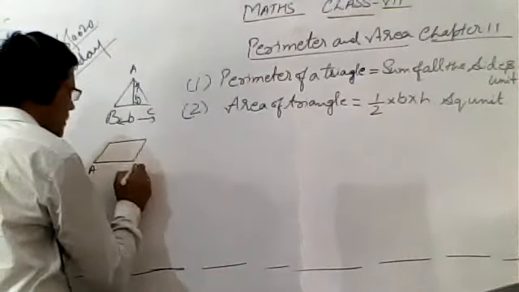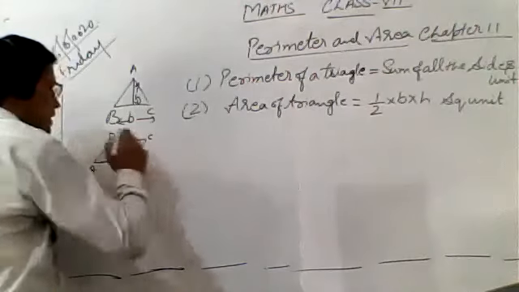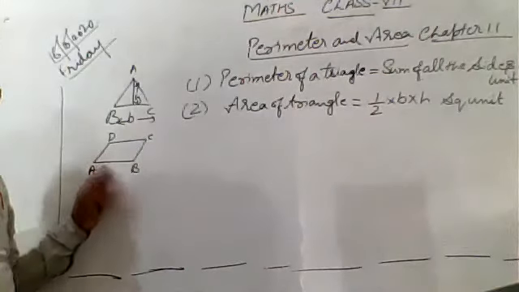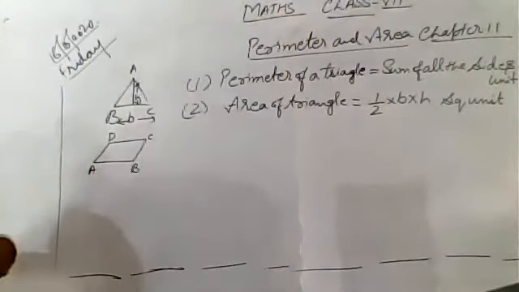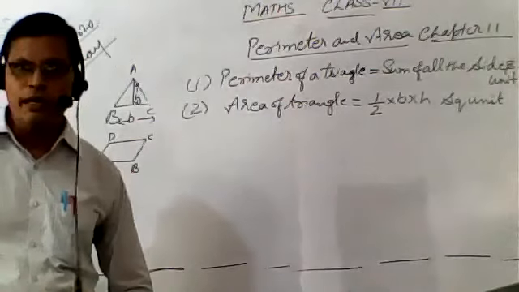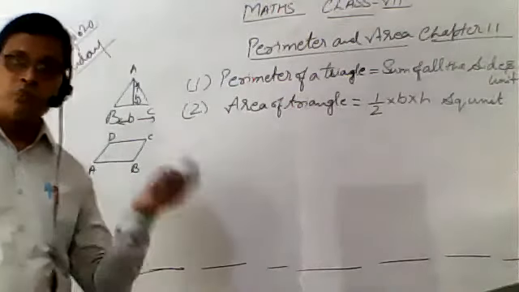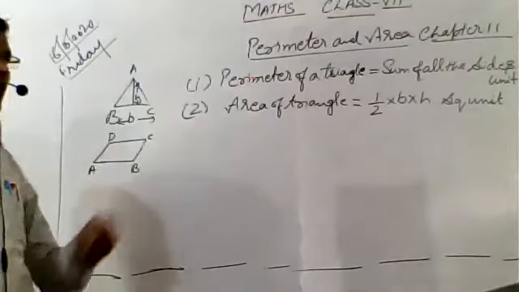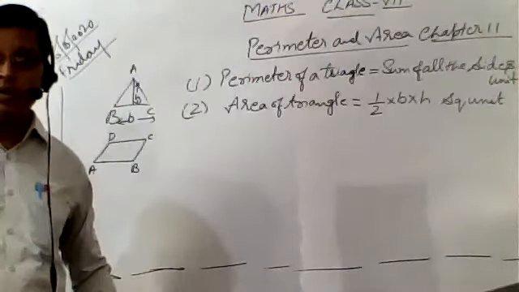A, B, C, D. And this parallelogram, this is a quadrilateral. Those polygons having four sides are called quadrilaterals. And the types of quadrilateral, the first type is parallelogram. And in the parallelogram, opposite sides are parallel to each other.